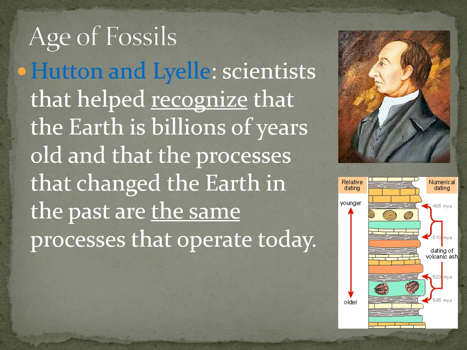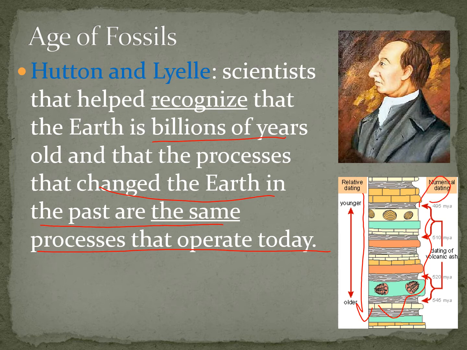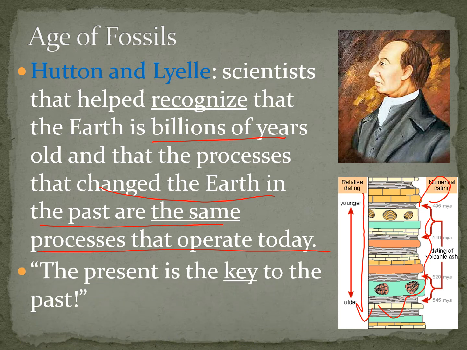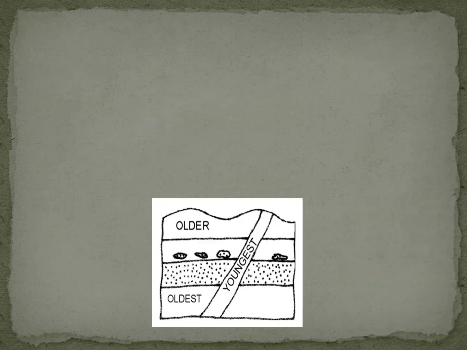Now, age of fossils. How do we understand the age of fossils? Well, Hutton and Lyell pretty much recognized that the Earth is billions of years old, and the Earth has changed in the past, but there are present processes that operate the same today. The older things, as you see here in relative dating, are at the bottom, but over time, erosion caused them to go up. The farther down it is, obviously, the older it is. So technically, the present is the key to the past, because we have the opportunity now and the materials to go back to the past.